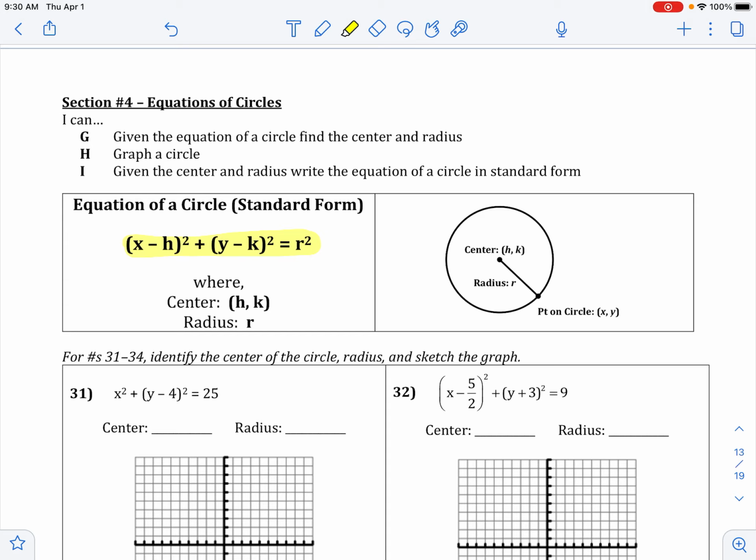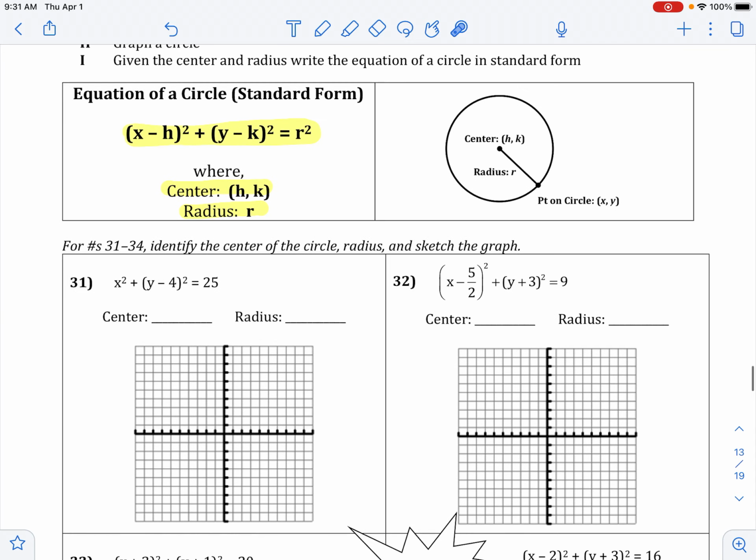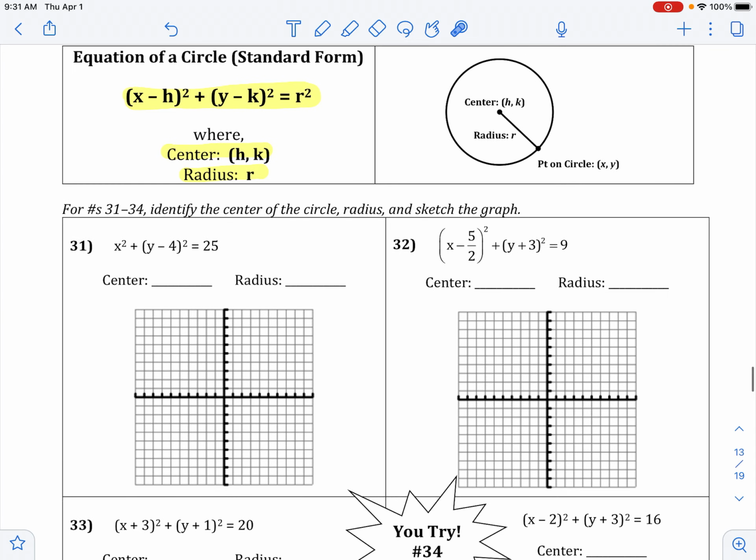So the center of the circle is (h, k). The radius can be found by taking the square root of r squared, which is r. Notice for the center, we take the opposite signs. So minus h comes out as positive h, minus k comes out as k. The radius, remember, is the distance from the center to any point on the circle, which would be just an (x, y). So we're going to start by practicing finding the center and the radius, and then we'll show you how to graph.